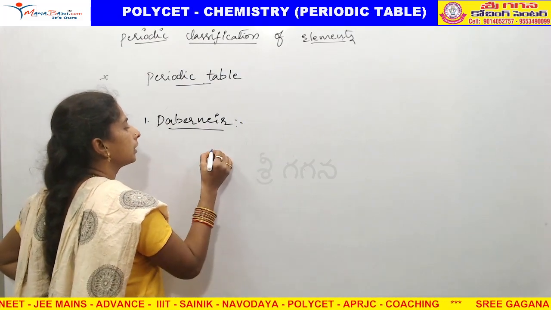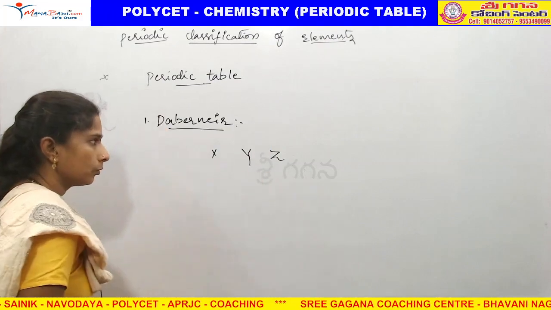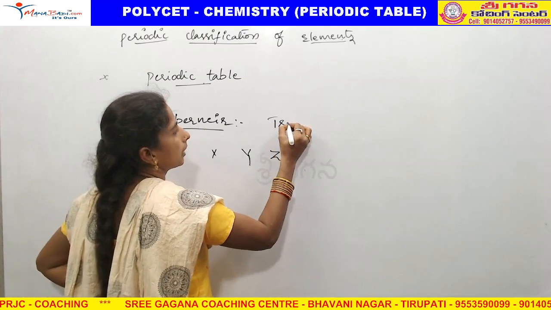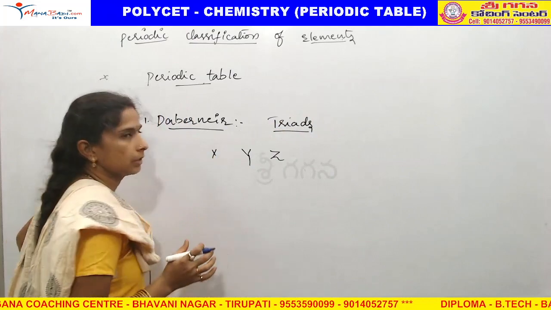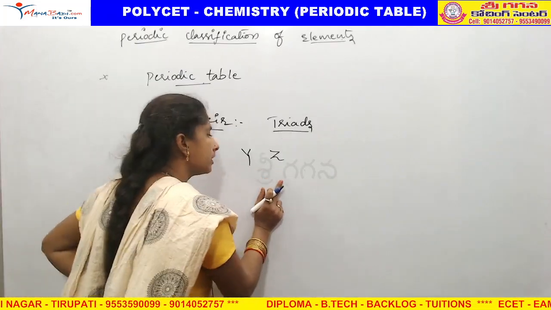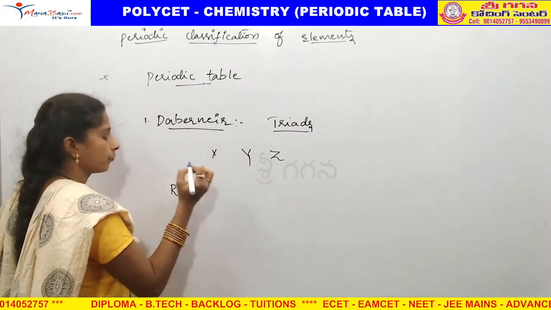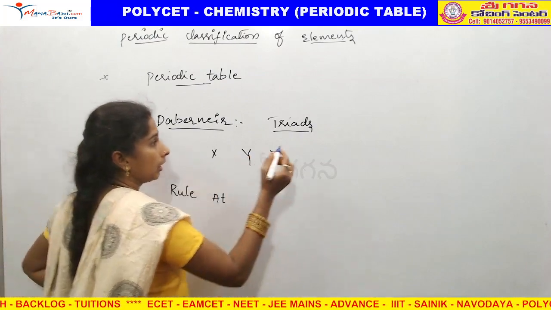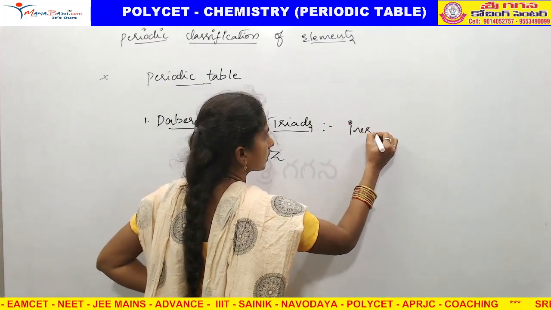For example, I can take X, Y, Z, 3 elements in a row. Since 3 elements are there, it is called a triad. This is the famous Dobereiner triads. Triads means 3 elements arranged in a row. What is his rule? He arranged these elements in increasing order of atomic weights.